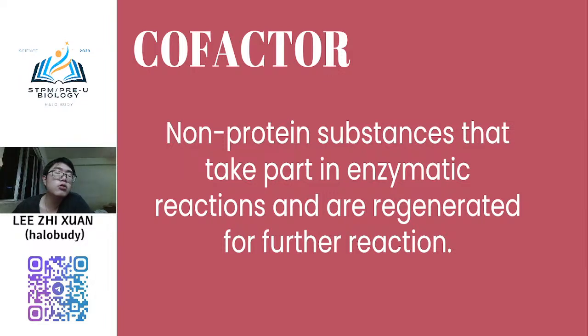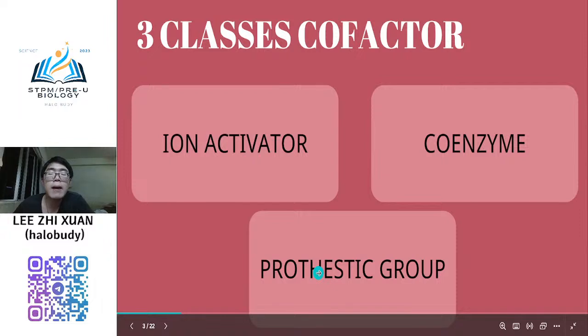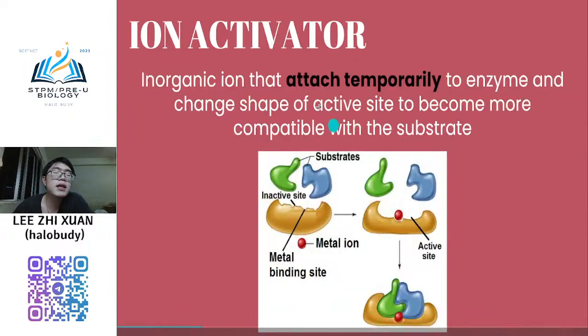So we go to cofactor. As we know, we have three classes of cofactor: ion activator, coenzyme, and protective group. So how do they bind in the reaction? Normally, for ion activator, you see ion, so the examples are mostly metal ions. All of them are metal ions because they are inorganic ions.